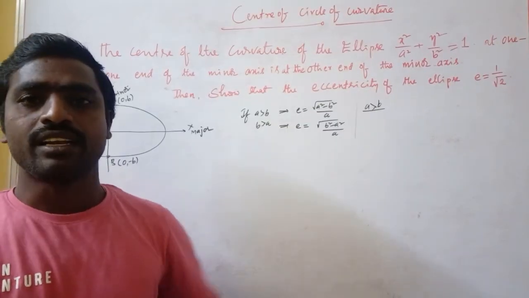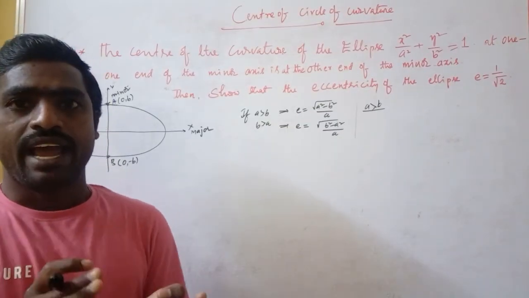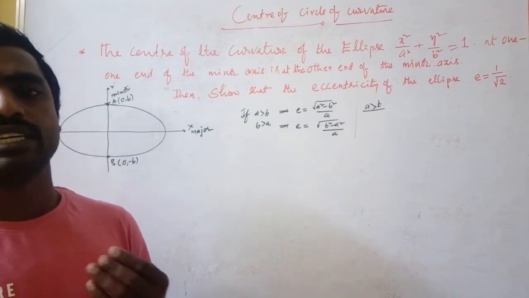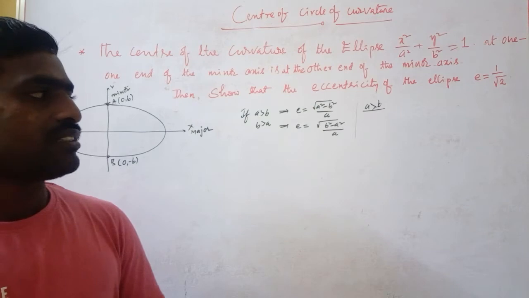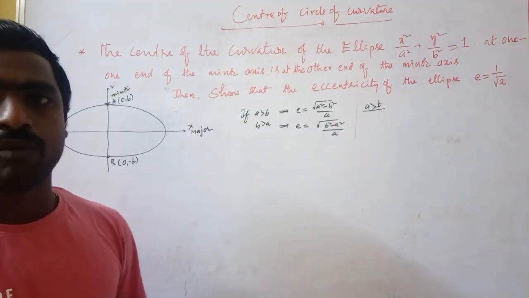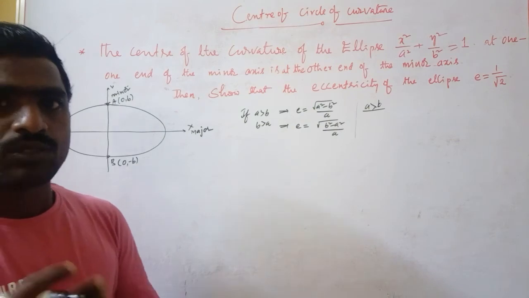But we require the values of a and b, that means a in terms of b or b in terms of a. If you substitute those values in the first formula, you get the value 1 by root 2. So I can show that value.